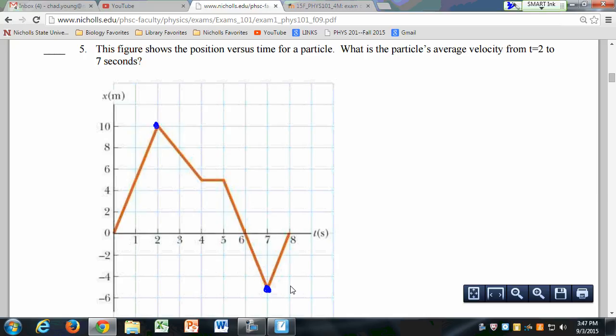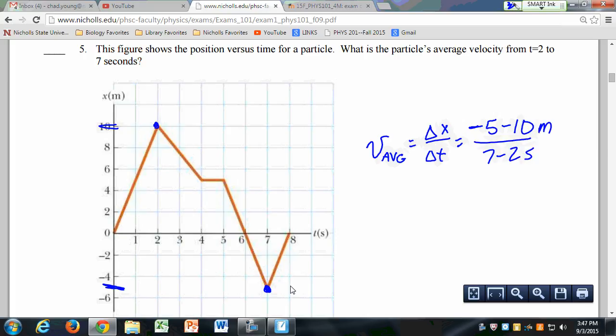I'm sorry. So average velocity is delta x over delta t. That's -5 minus 10. Oh, that was all wrong, wasn't it? Yeah, I'm sorry. And then the time was 7 minus 2. This is meters, this is seconds. That's -15 over 5, which is -3. I don't know where I got that. I'm sorry.